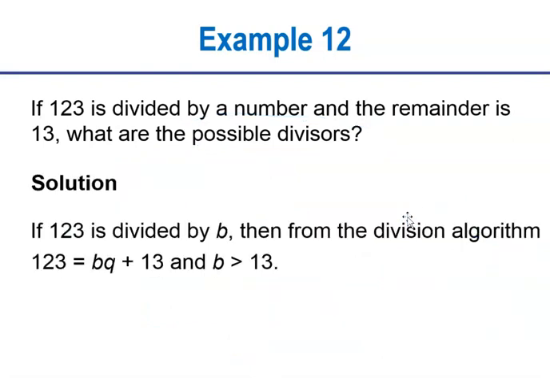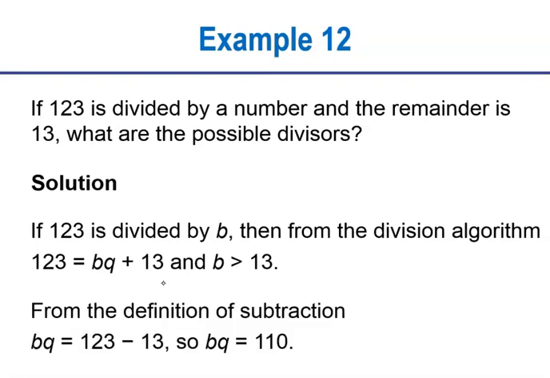All right, so the solution. If 123 is divided by B, then from the division algorithm, they just jump right in, don't they? 123 is equal to B times Q plus 13, and B must be bigger than 13 because your divisor must be bigger than your remainder, always, your B value. Then they go on to say from the definition of subtraction, and that's when we subtracted 13 from both sides, right? 123 minus 13 is 110. So BQ equals 110. Now, what are the factors of 110?